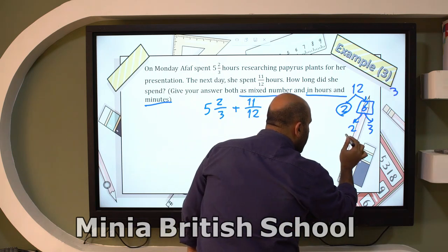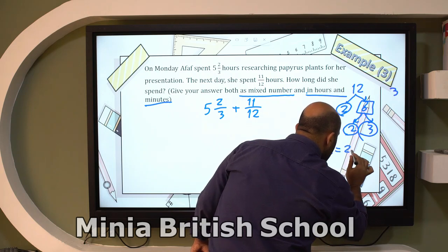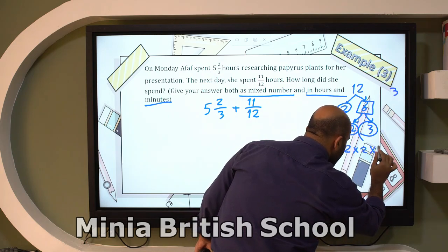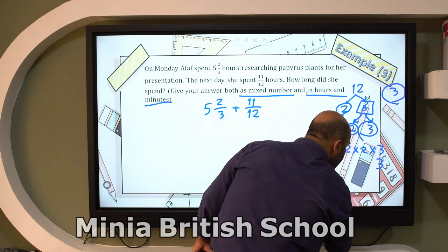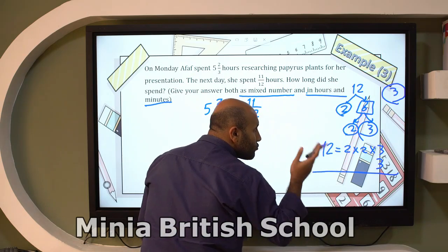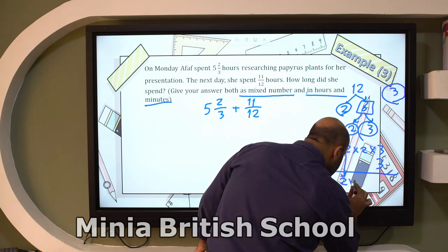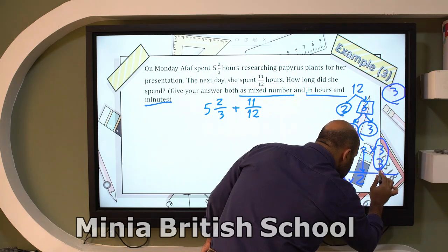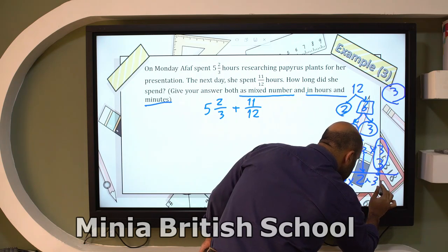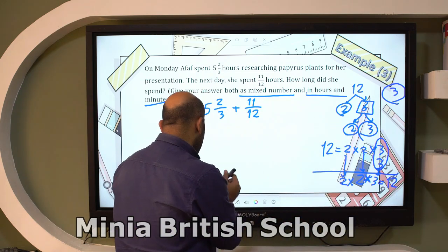And let's organize them. I have 12 equals 2 times 2 times 3. And I have the 3, the prime number, I will write it right here. And as we all know, the LCM is to drop all the numbers, then multiply. So 2 times 2 times 3. So the LCM in this case will be 12. So our new denominator will be 12.